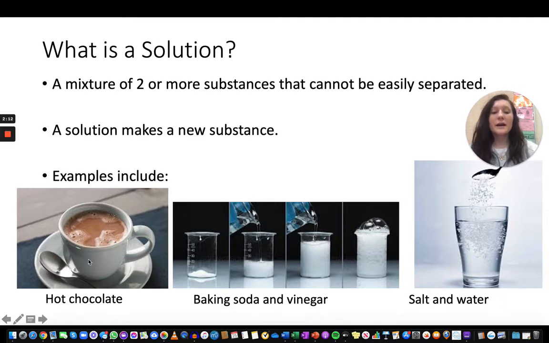With hot chocolate, when we mix water or milk with the hot chocolate mix, we create a whole new substance. The same goes for baking soda and vinegar. When we add those two together, we see that it foams up and creates a new substance. And the same with salt and water. With all these, we cannot easily separate the substances once they have been put together.